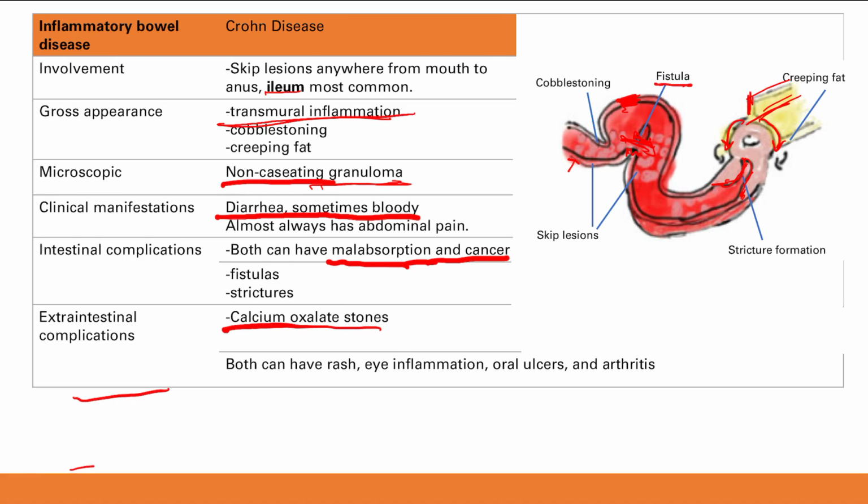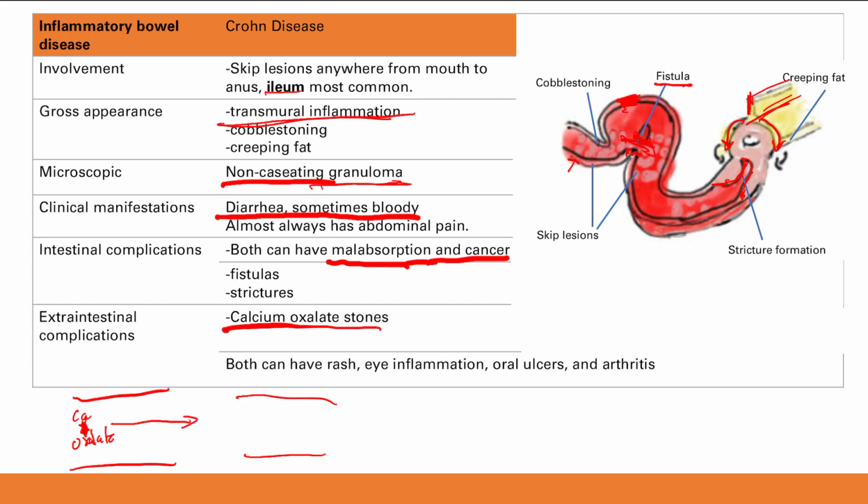In the small intestine, we normally have calcium and we have oxalate, and these will bind together. Calcium will bind to oxalate, and they form a little complex that will not be absorbed, and it's going to be excreted. Now in Crohn's disease, what happens is we have a problem in the ileum.